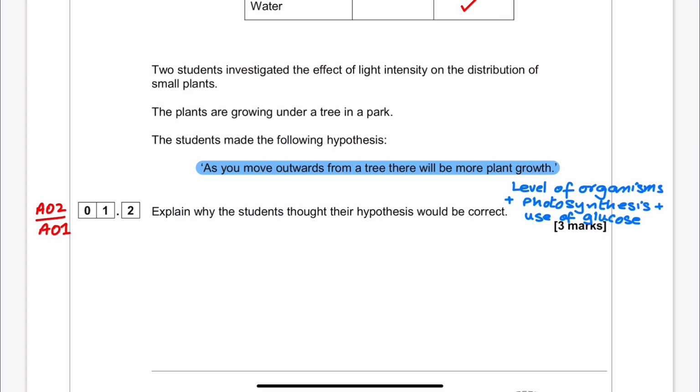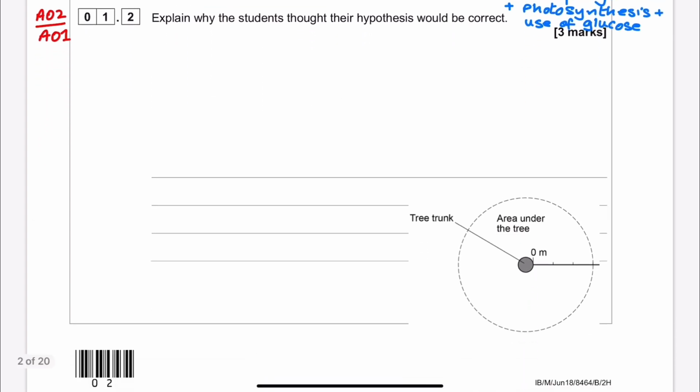This is an AO2 and AO1 combination question, and this question is from the topic of level of organisms, photosynthesis, and use of glucose. If you assume that this is a tree and this is the shade created by the tree, the plants growing under the tree are unable to take enough light because the plant is being covered by the shade of the tree.